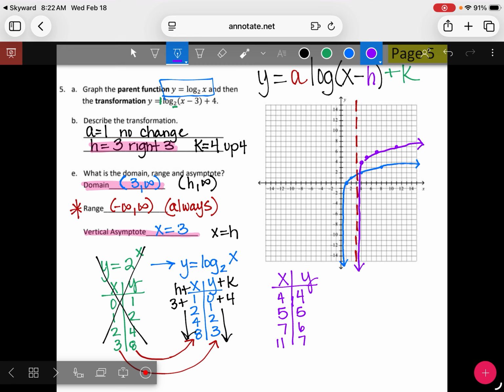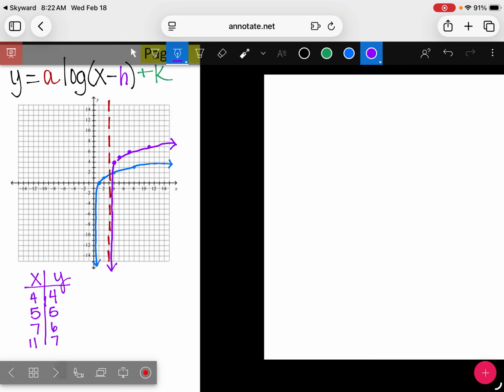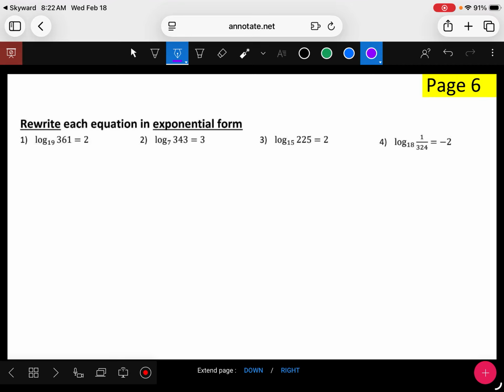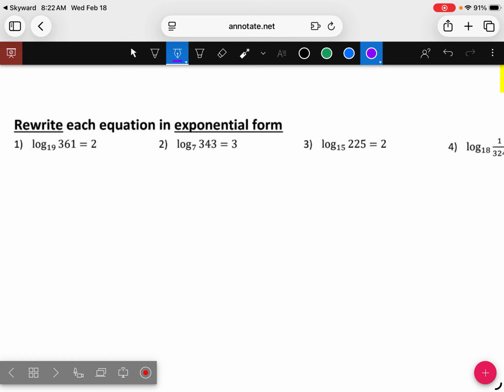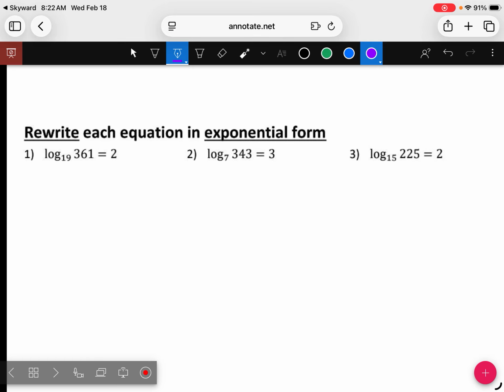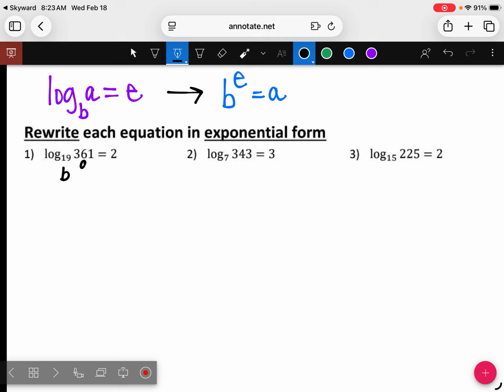So yeah. All right, so let's go ahead and review quickly what we talked about yesterday, which is rewriting. So remember, when it's a log, you have the base, the answer, and it always equals your exponent. But I want you to rewrite it in exponential form where you have the base and then your exponent, and that equals the answer. So for this first one, it spells Bae, B-A-E.